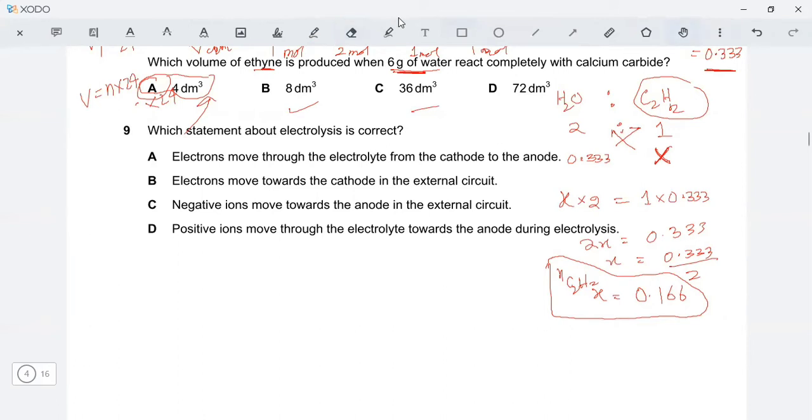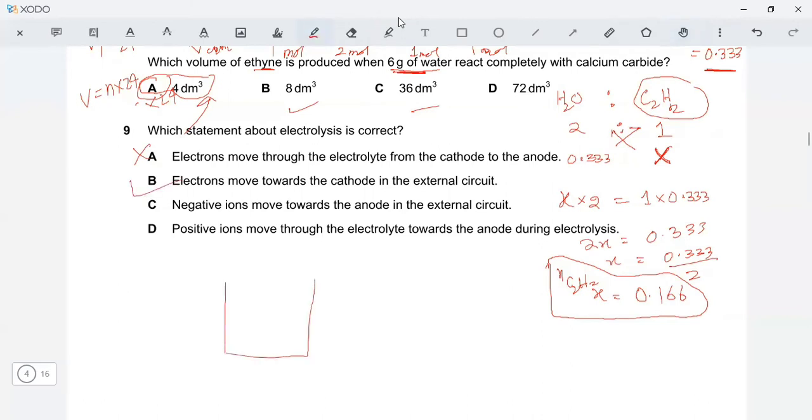So answer this question number nine. This statement is not right. Electrons move through the electrolyte from the cathode to anode, so it's not going to be the correct statement. B, electrons move towards cathode in the external circuit. Yes, this seems to be correct.